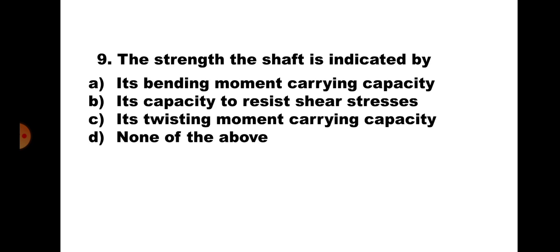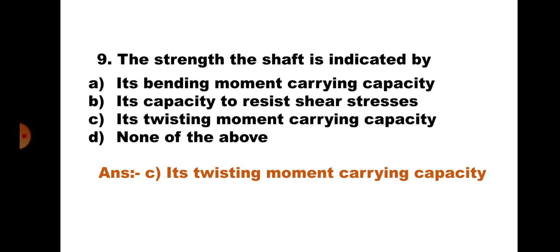Question number 9. The strength of the shaft is indicated by A. Its bending moment carrying capacity, B. Its capacity to resist shearing stresses, C. Its capacity to resist twisting moment or its twisting moment carrying capacity, and D. None of the above. When the shaft is in torsion, it is subjected to twisting moment, hence the strength is more when it can carry more twisting moment. Hence the correct answer of this question is C, its twisting moment carrying capacity.